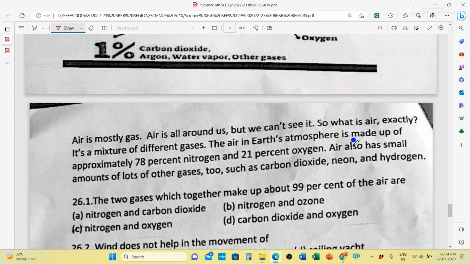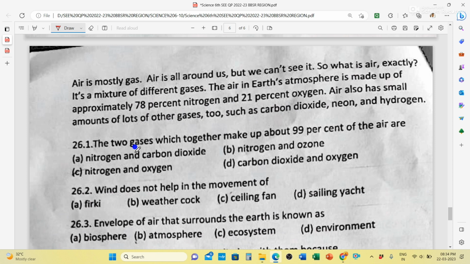The air in Earth's atmosphere is made up of approximately 78% nitrogen and 21% oxygen. Air also has small amounts of lots of other gases too, such as carbon dioxide, neon, and hydrogen. The two gases which together make up about 99% of the air are nitrogen and oxygen. Nitrogen 78%, oxygen 21, so total 99.